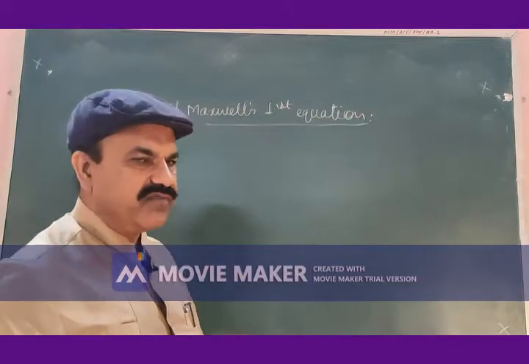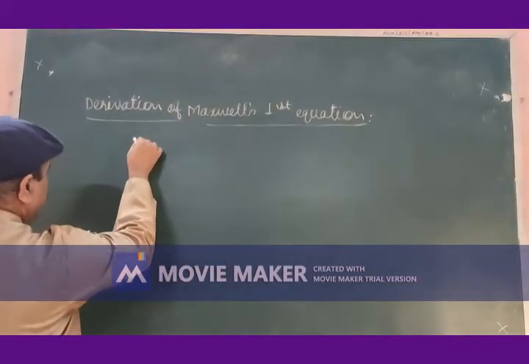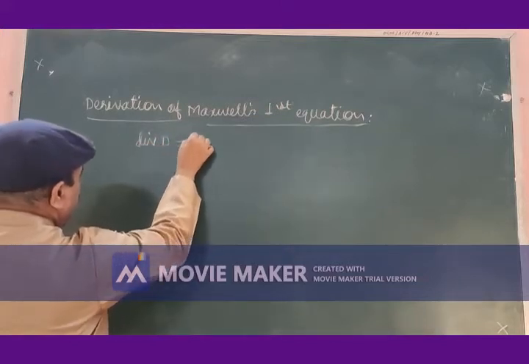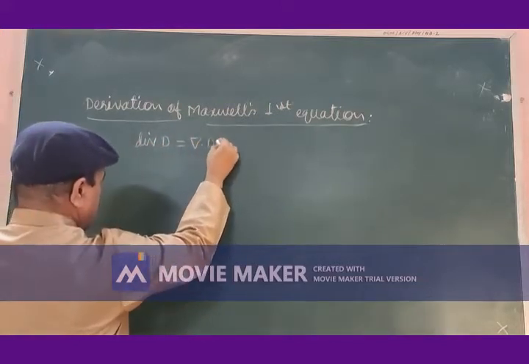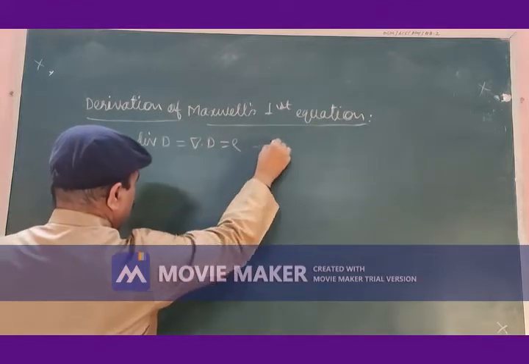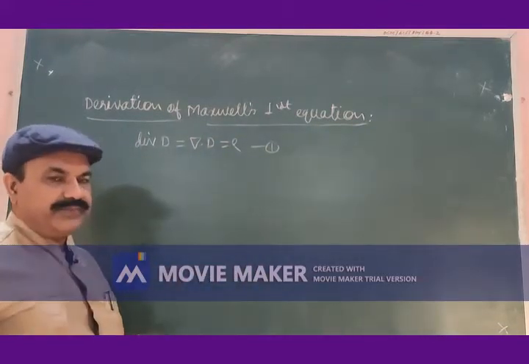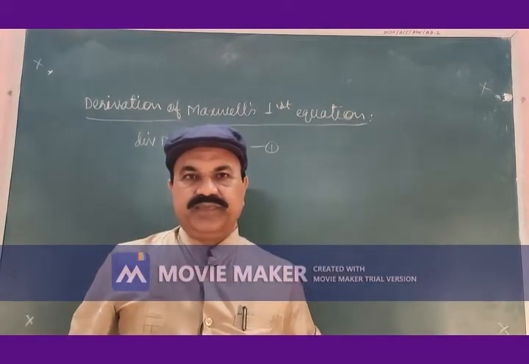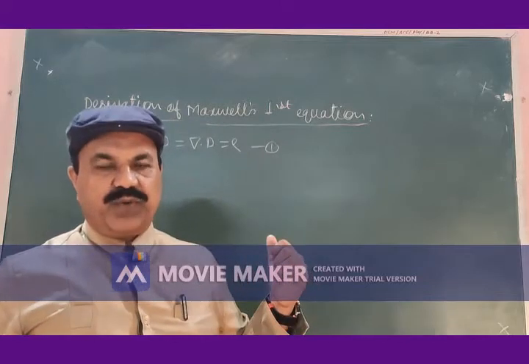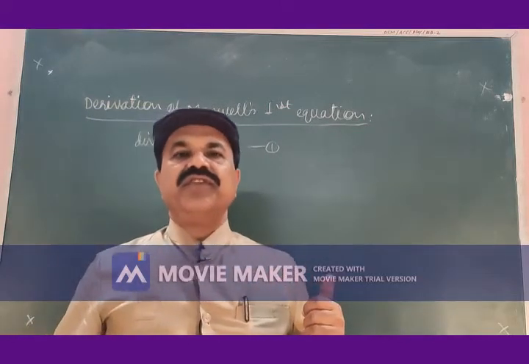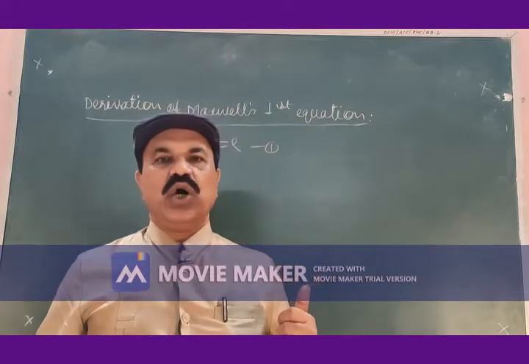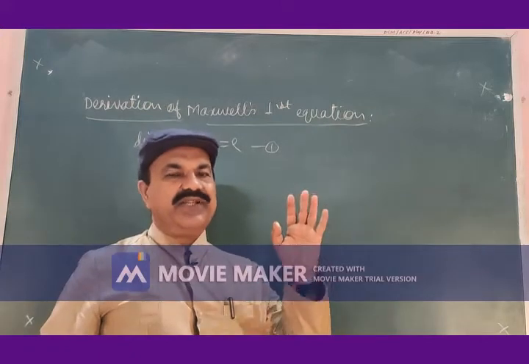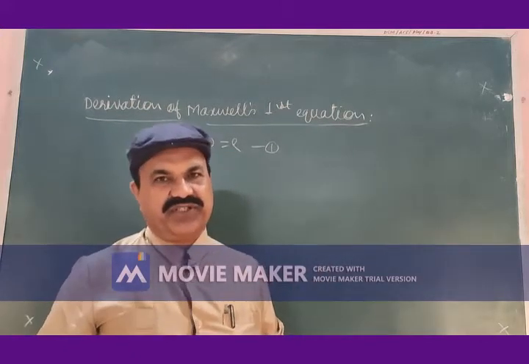You know the first equation. What is the first equation? Divergence of D, or del dot D, is equal to rho, equation number 1. This is Maxwell's first equation, and this form of equation is the differential form of the Gauss law in electrostatics. Let us try to derive this expression.